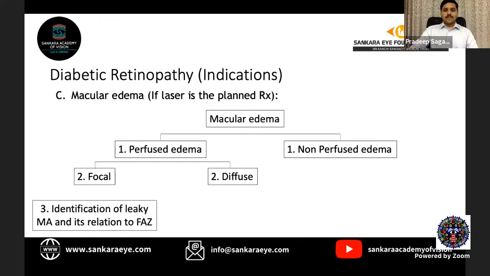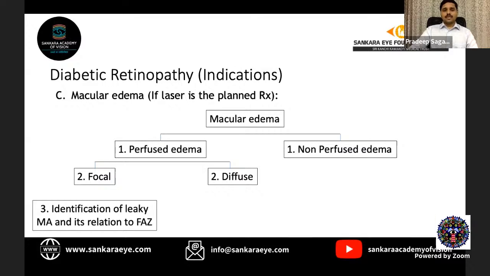So coming to the macular edema. In macular edema, the current standard of care is intravitreal anti-VEGF therapy, but laser is still considered in cases with non-central diabetic macular edema, or it's used as a combination therapy with intravitreal anti-VEGF.